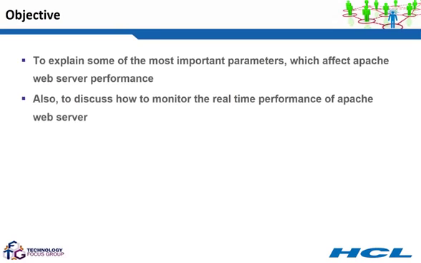Okay, so as I said, the objective is just to explain some of the most important parameters which directly affect the Apache web server performance. We're going to discuss some of those parameters. Then we will see how to monitor the real-time performance of an Apache web server. So that's the agenda for today's discussion. It's a very crisp presentation, so hopefully it will not take much time.